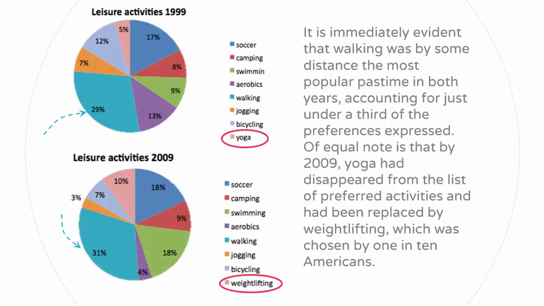Pay attention to verbs that are always used to describe pie charts, like account for and its synonym make up. There are also advanced expressions in the overview, ones like it is immediately evident and of equal note, which should be added to your vocabulary as well. And chosen by 1 in 10 Americans is a creative way to express 10%. But please, don't write things like weightlifting was 10%.